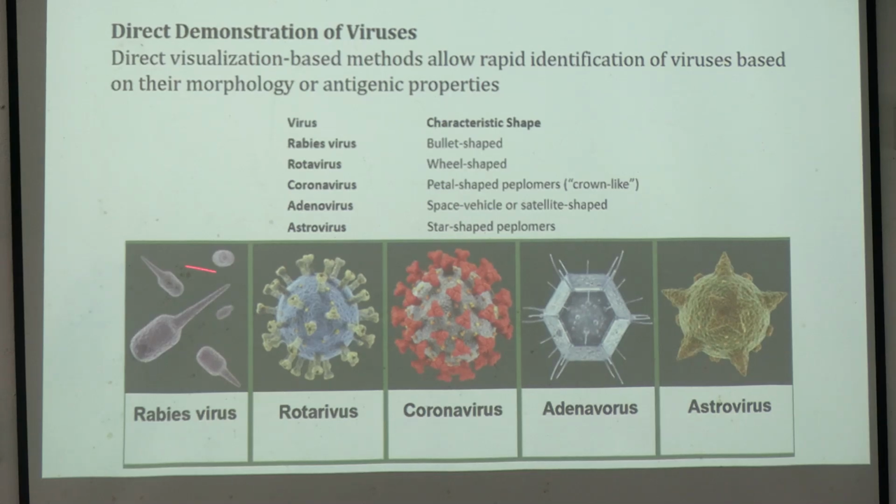So, what you can get in an electron microscope is the morphology of the virus, and you can determine it. A bullet shaped virus is a rabies virus, then you have rotavirus, then coronavirus, and adenovirus looks like a spaceship, and then you have astrovirus which looks like a star. Okay, so these are the morphologies of the viruses you can identify in a sample. Suppose you have a stool sample of a diarrhea patient from a pediatric population, you can mount the sample in the EM microscope and you can see the rotavirus in it.